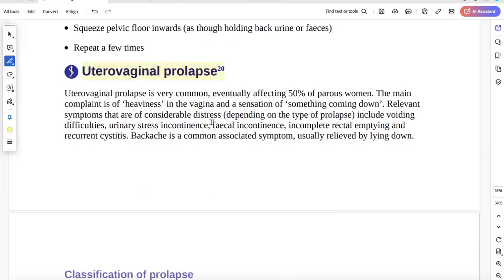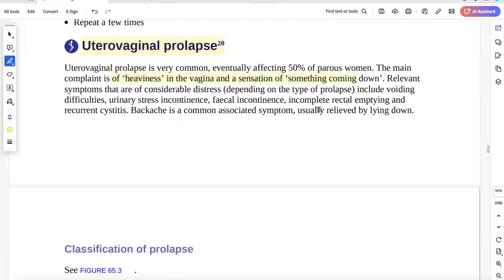Next, uterovaginal prolapse. Many patients who develop incontinence, especially elderly women, can also develop prolapse, and prolapse is a very common finding. They will come to you saying they can feel something coming down, or they feel a heaviness in their vagina. This kind of patient also has incontinence associated with prolapse.